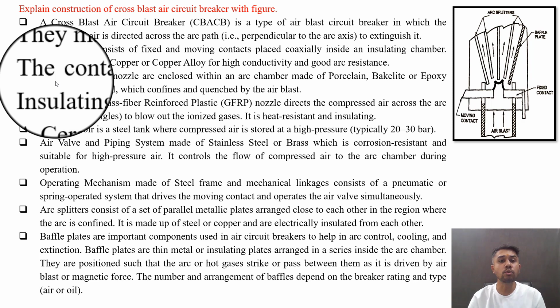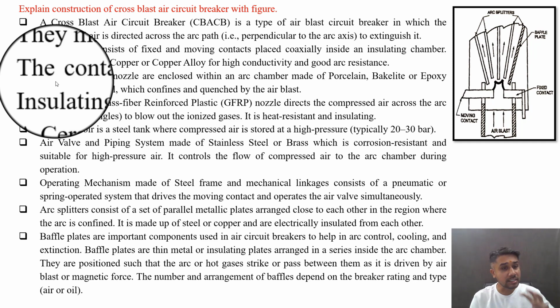The contact and nozzle are enclosed within the arc chamber made up of porcelain, bakelite or epoxy resin or insulating material, which confines and quenches the arc or air blast. A ceramic or glass fiber reinforced plastic nozzle directs the compressed air across the arc path, that is, at right angles to the main arc, to blow out the ionized gases. It is a heat resistant and insulating type material.